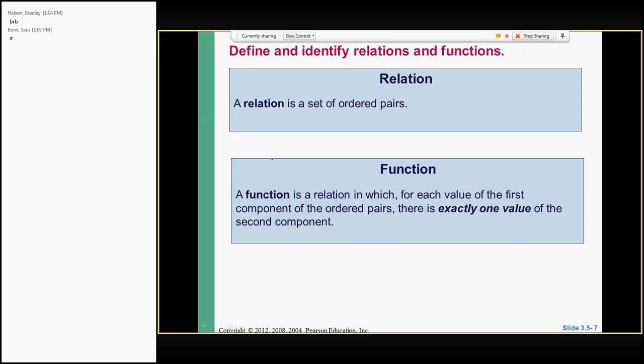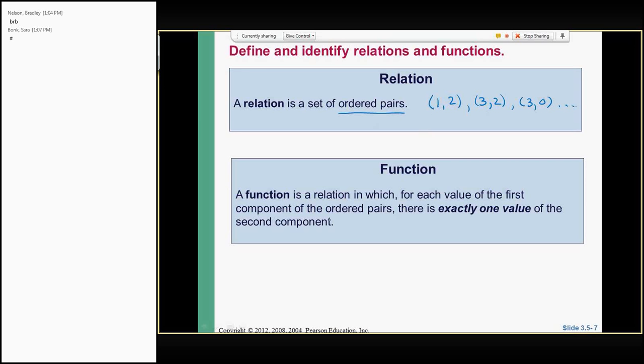Okay. Relation is just a set of ordered pairs. That's it. So maybe you got 1, 2, 3, 2, 3, 0, and so forth. Just a set of ordered pairs. That's one way to think of it.